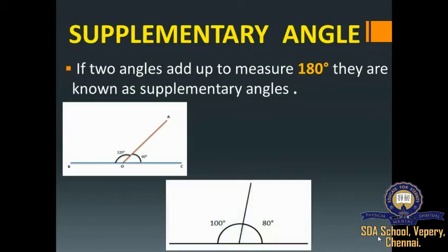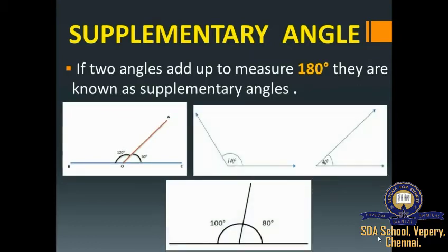So these are the pictures of supplementary angles. When you sum up 120 degrees and 60 degrees in the first image, you get the sum 180 degrees, which is a supplementary angle. Similarly, when you add 140 degrees and 40 degrees in the second image, you get the sum as 180, followed by 100 degrees and 80 degrees in the third image, which gives you 180 degrees. So when two angles sum up to measure 180 degrees, they are said to be supplementary angles.